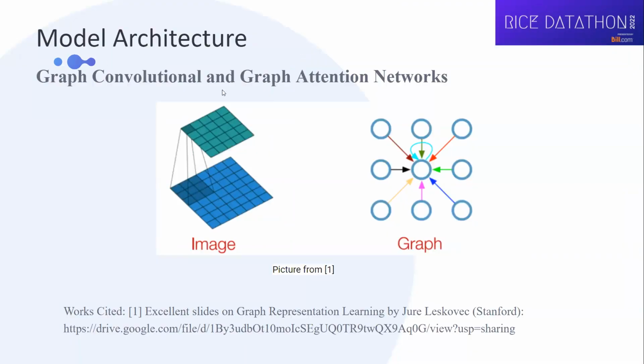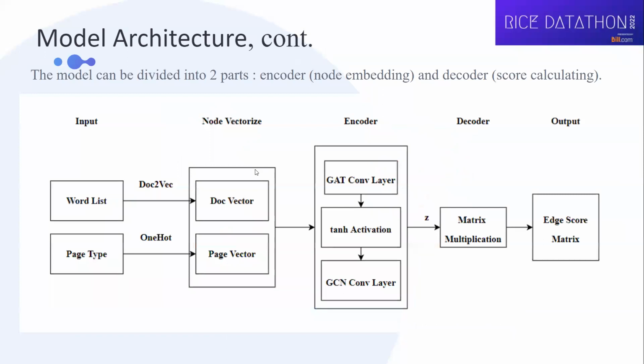Before that, I need to talk about graph convolution. Image convolution and graph convolution are somewhat similar. You can see the graph, but more details are in some essays. It's not in our project.